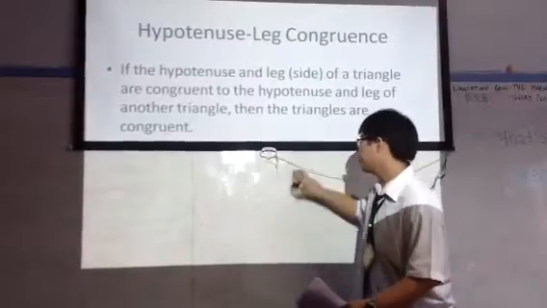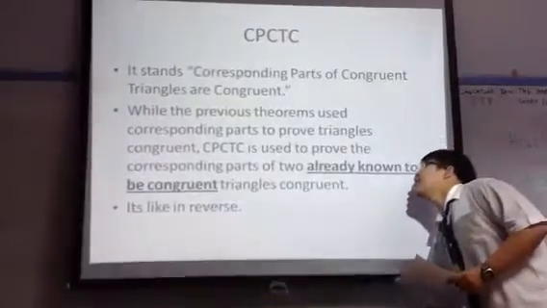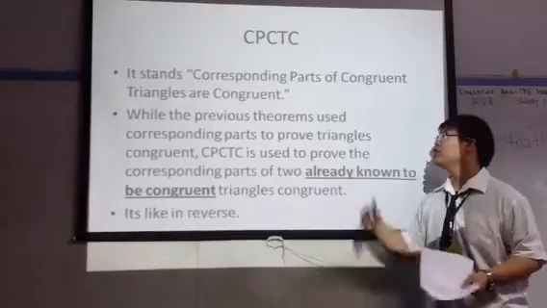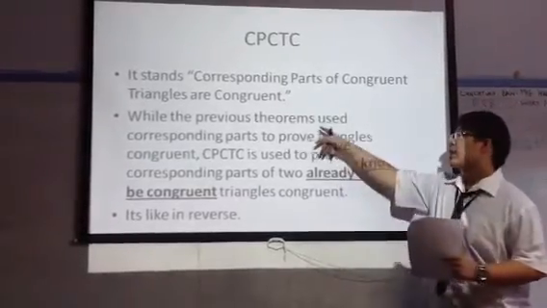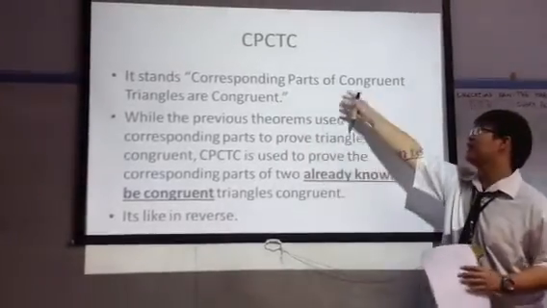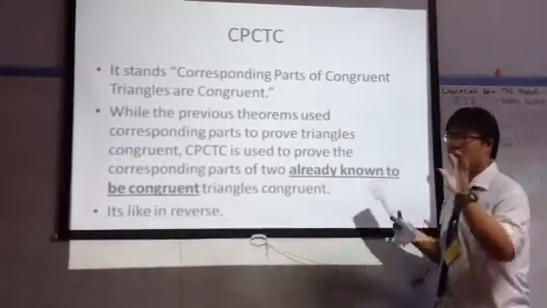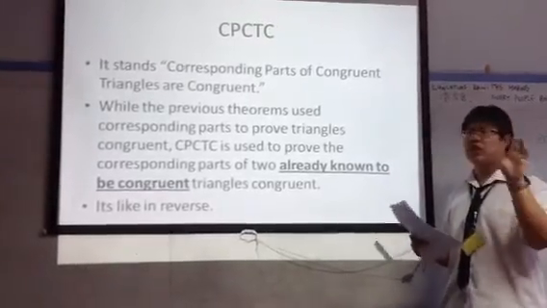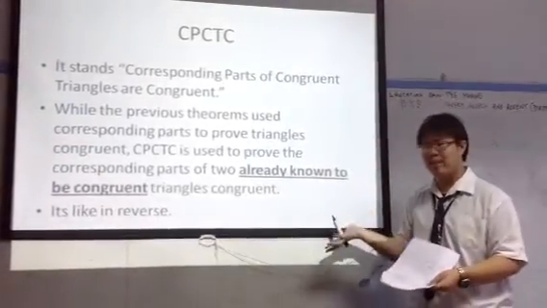Right? So in all of this, there is one acronym that you should know. That is the next slide. The CPCTC, which stands for corresponding parts of congruent triangles. Now, while the previous theorems used the corresponding parts to prove triangles congruent, this acronym is used in reverse. So if we are given two triangles that are congruent, and we only know certain angle or side measurements, then we know that all the rest should be the same.